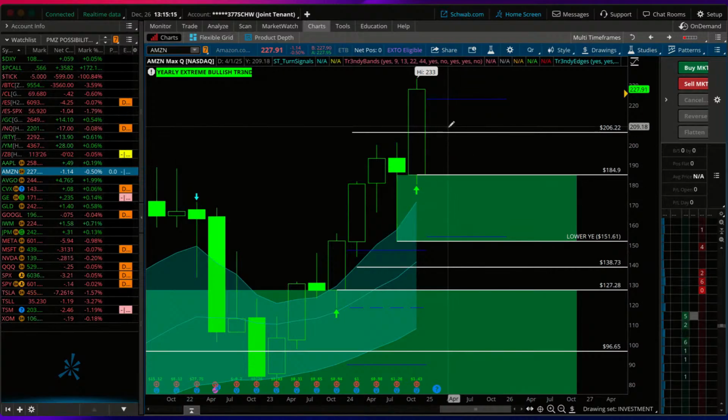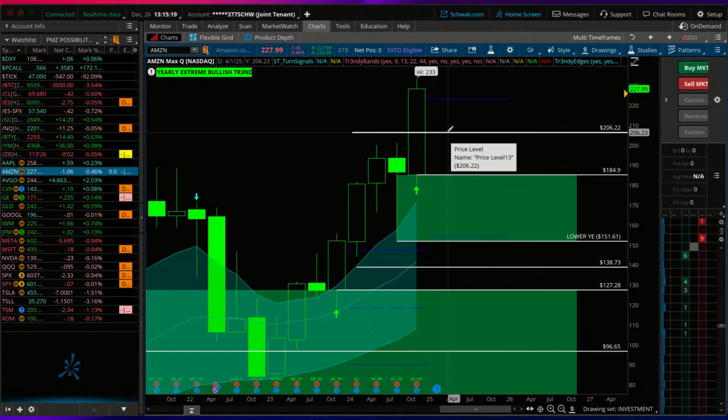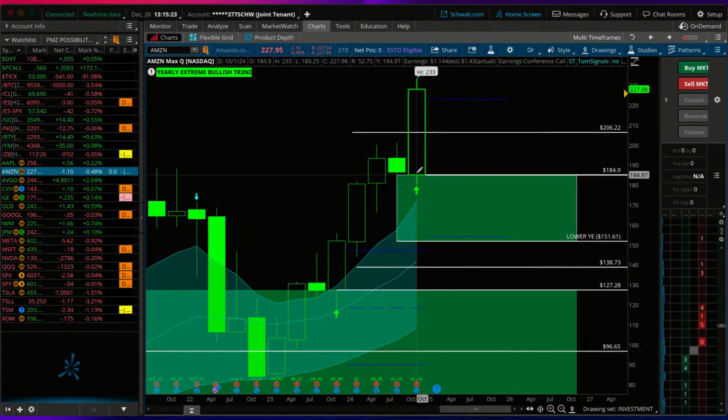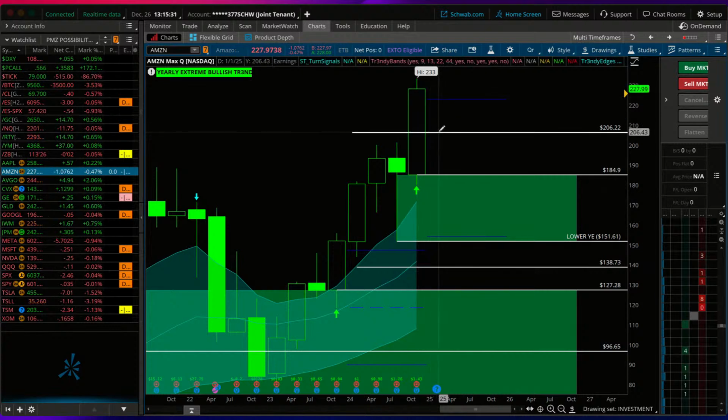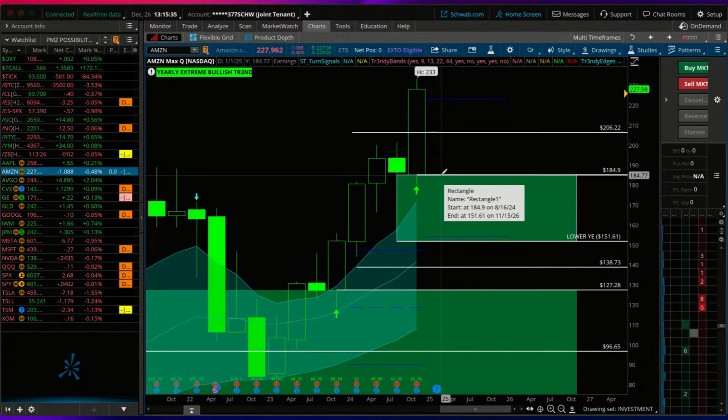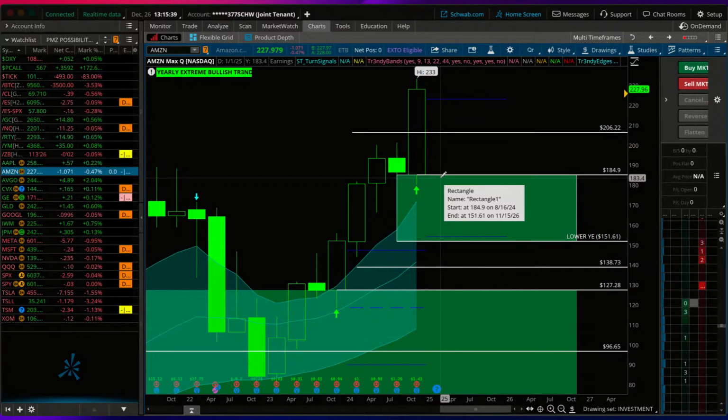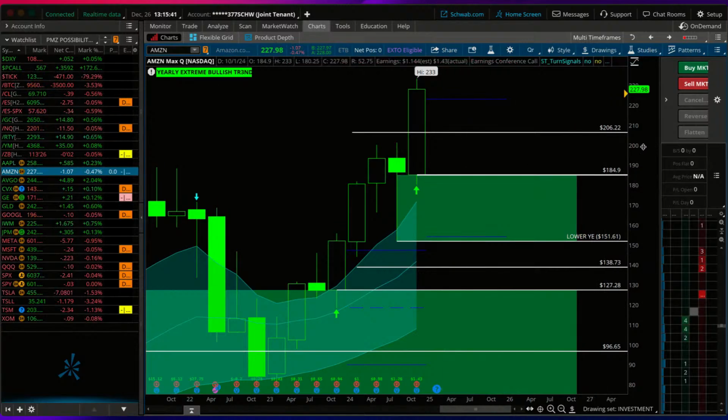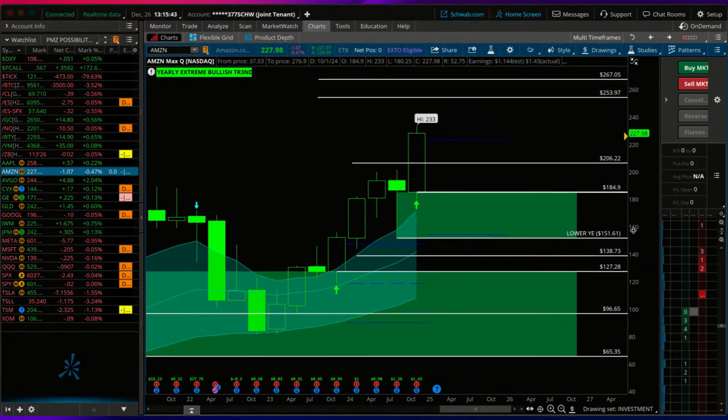In the event that we just get a pullback to the bull channel, I would look to add to my equity position as I have trimmed my equity on the way up this quarter. I would look to add some back at or around 206 and then save the rest of my allocation for the demand zone here at 184.90 by 151.61.